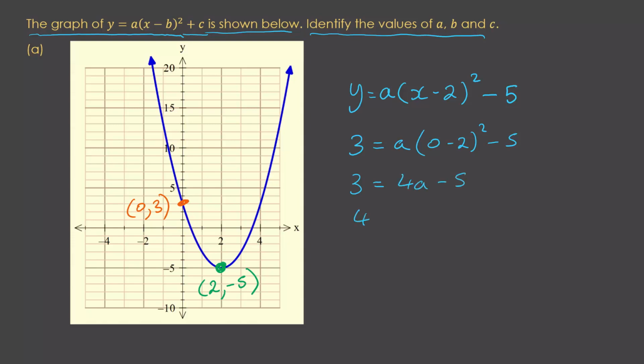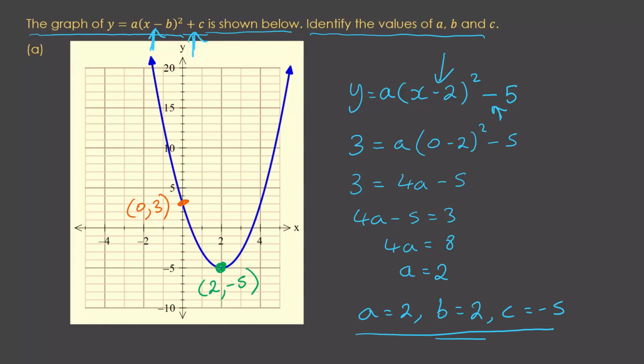So we've got to solve the equation. 4a minus 5 is 3. Add 5 to both sides and divide by 4. So a is 2. And by comparison from here and the original statement, we can see that b is 2. And by comparison here with the original statement, c is -5.